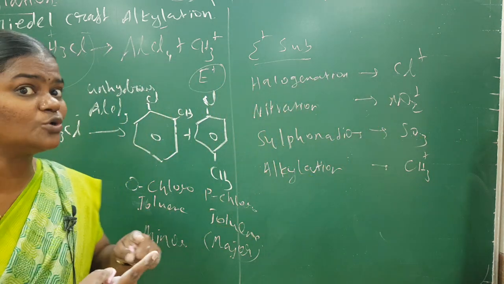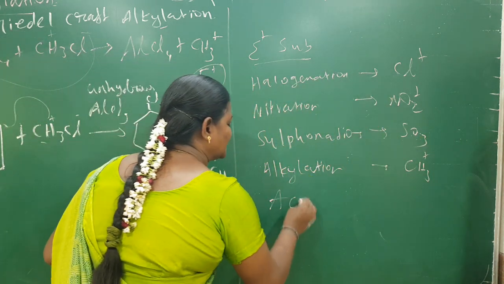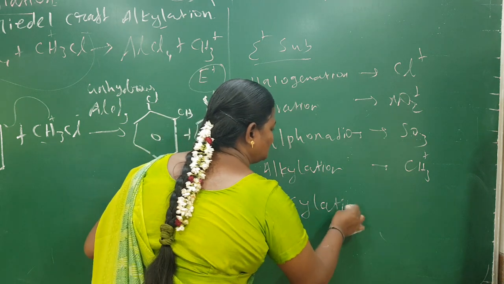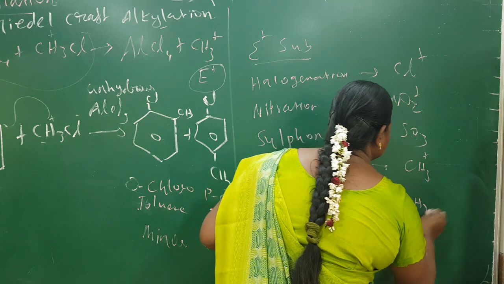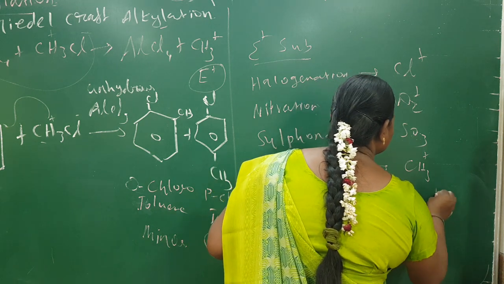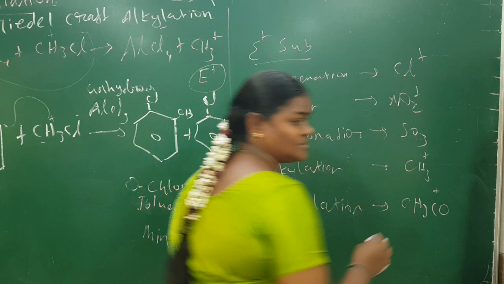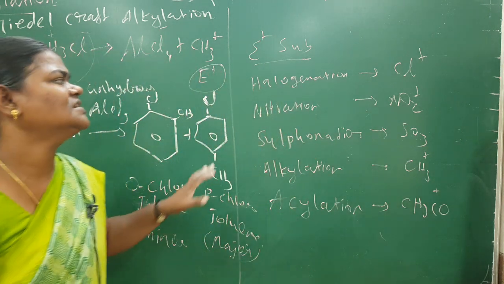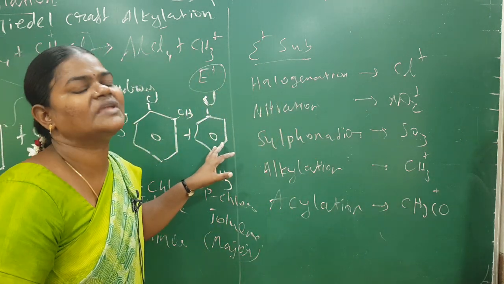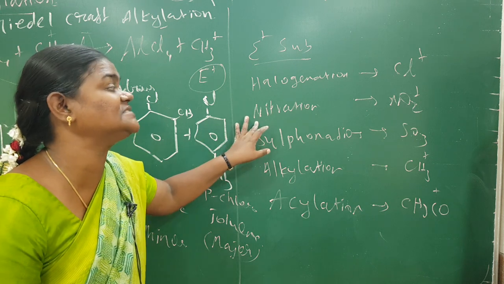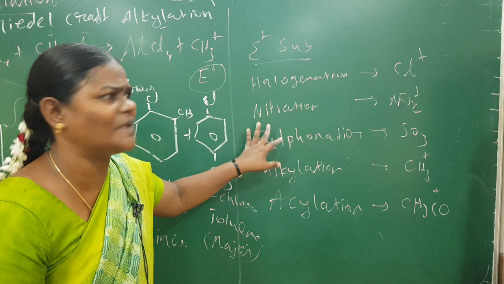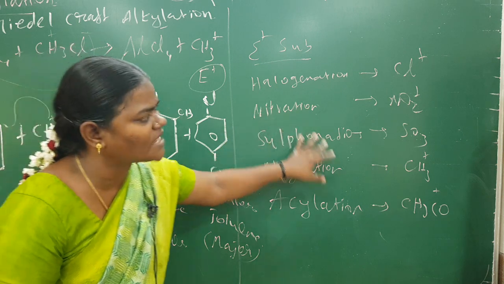We can also mention the acylation group. One more group, acylation. It is not in our portion, but you can study it in 12th standard. The electrophile is CH3CO plus. This is our acylation group. So these are very important things. Sometimes it is asked for 1 mark. In alkylation, which one acts as the electrophile? Or in nitration, is it NO2 plus or SO3? They can give these 4 choices and ask the question.